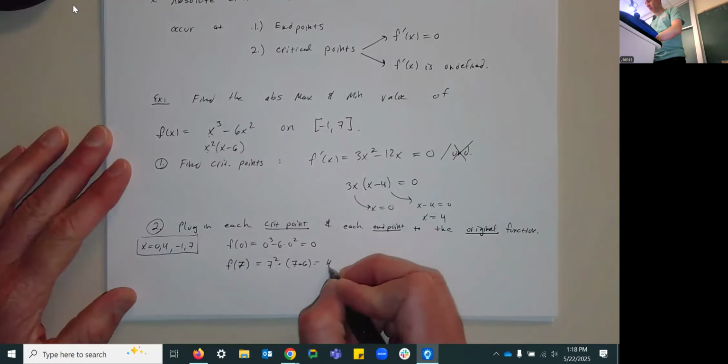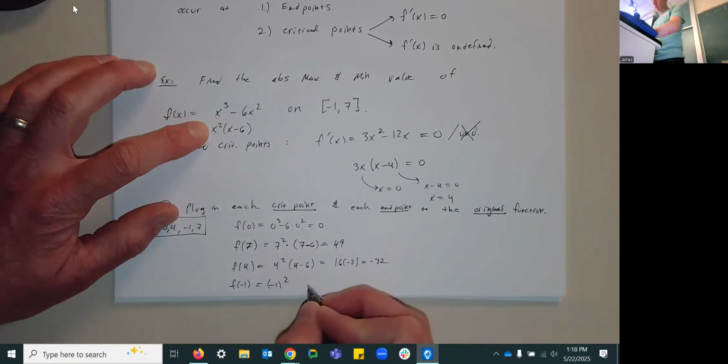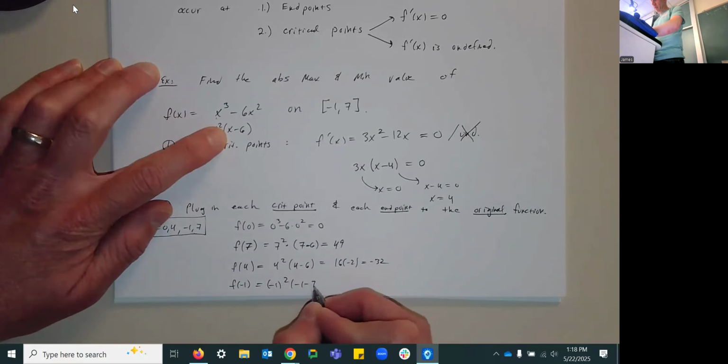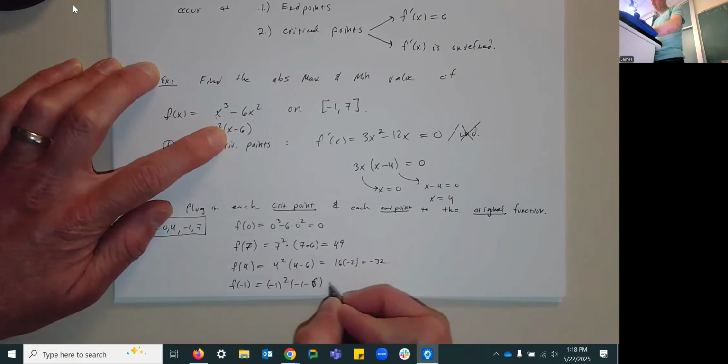Similarly, if I plug in 4, 4 cubed minus 6 times 4 squared is a bit much, but 4 squared times 4 minus 6 is not that terrible. It's 16 times -2, which is -32. And finally, f of -1. You could probably pick either one to plug it into, but I'm still going to plug it into the factored one and get -1 squared times -1 minus 6, which is +1 times -7, which is just -7.